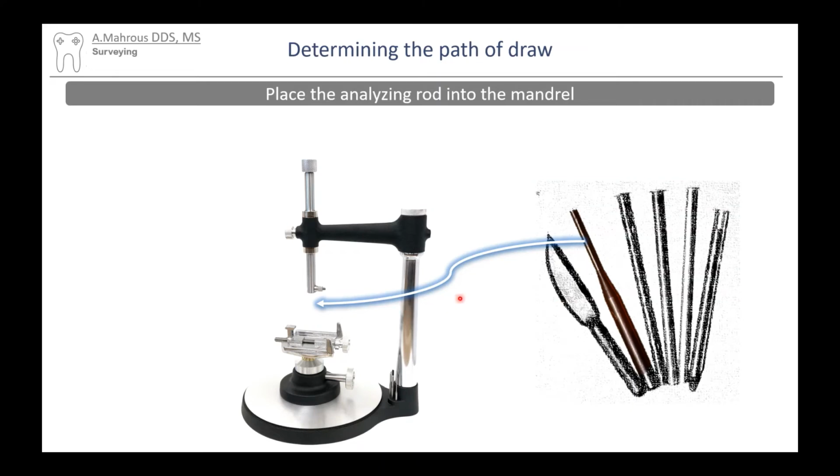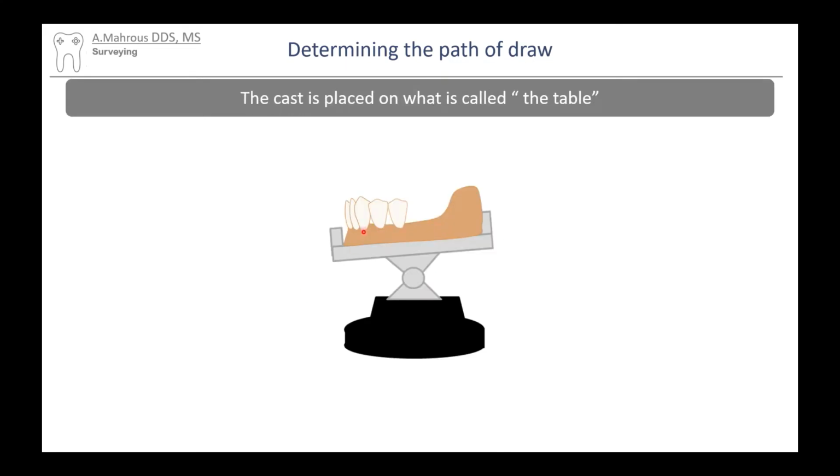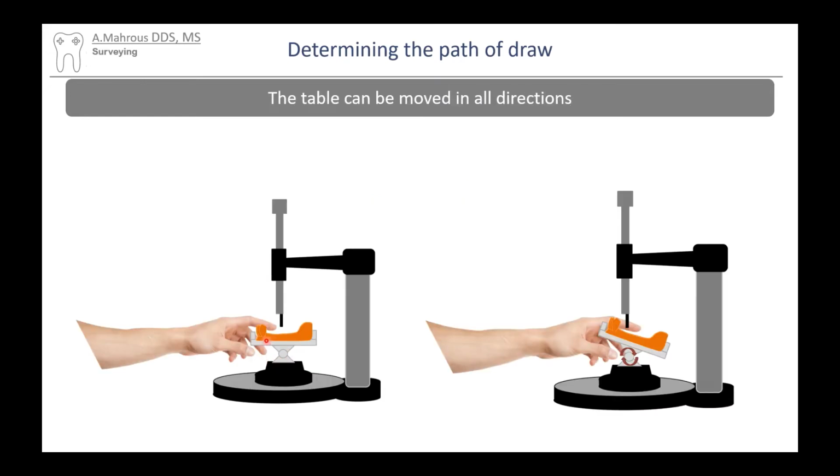So, the first thing we're going to do is place that analyzing rod into the mandrel, which is this part right here. We're going to place our cast onto the table, this instrument right there. That table allows you to move your cast in all directions around all axes thanks to this universal ball joint right here. The mandrel represents the path of draw of the RPD. So, in whichever angle you set your table relative to the mandrel, that would be the angle that your partial will eventually take to be inserted and removed from the patient's mouth.